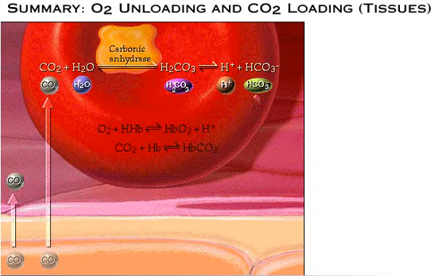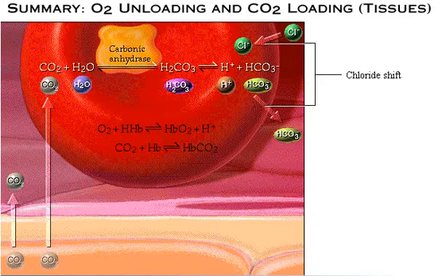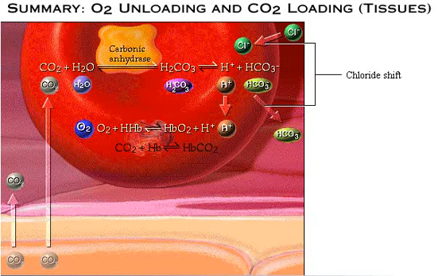During the chloride shift, bicarbonate ions diffuse out of the red blood cell in exchange for chloride ions. Bicarbonate ions act as buffers within the plasma, controlling blood pH. Within the red blood cell, hydrogen ions are buffered by hemoglobin. When hemoglobin binds hydrogen ions, it has a lower affinity for oxygen. As a result, oxygen dissociates from hemoglobin, diffuses out of the red blood cell and into the tissues.